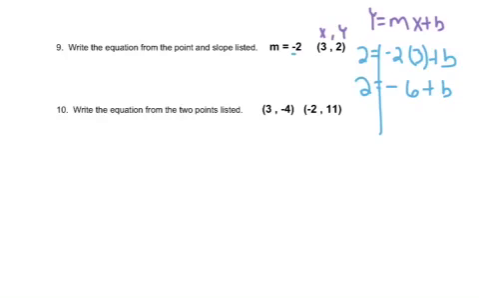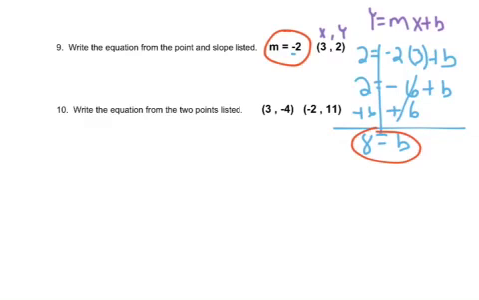The opposite of subtracting 6 would be adding 6 to both sides. So in this case, we would have 8 for my b, or my y-intercept. I have my b, I have my m, my slope. Let's just put it all in equation form. Y equals -2x plus 8.